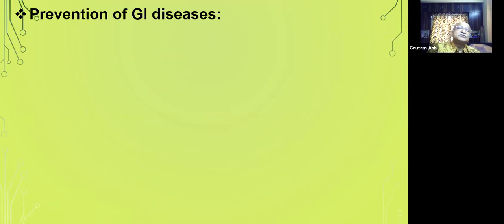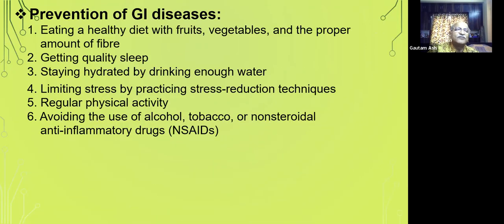Now, prevention of GI diseases. How to prevent? Already discussed by taking examples, these are the ways we can avoid. Eating a healthy diet with fruits, vegetables, and the proper amount of fibers. Getting quality sleep. Sleep is another important factor. If we have recurrent, regular, or frequent night watching, it will give some sort of digestive disorders or acute condition of the abdomen or GI tract.